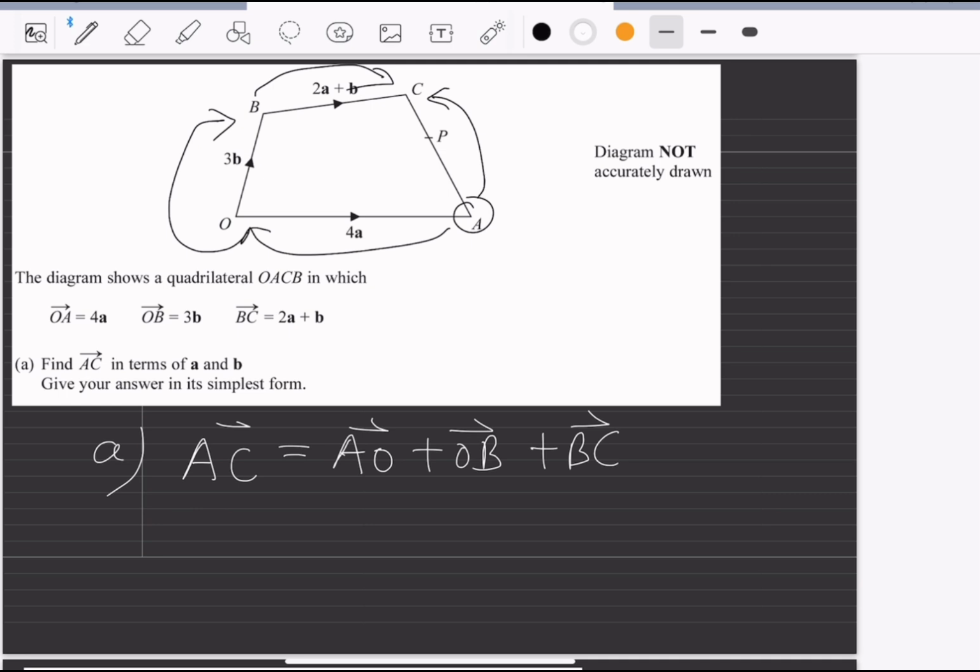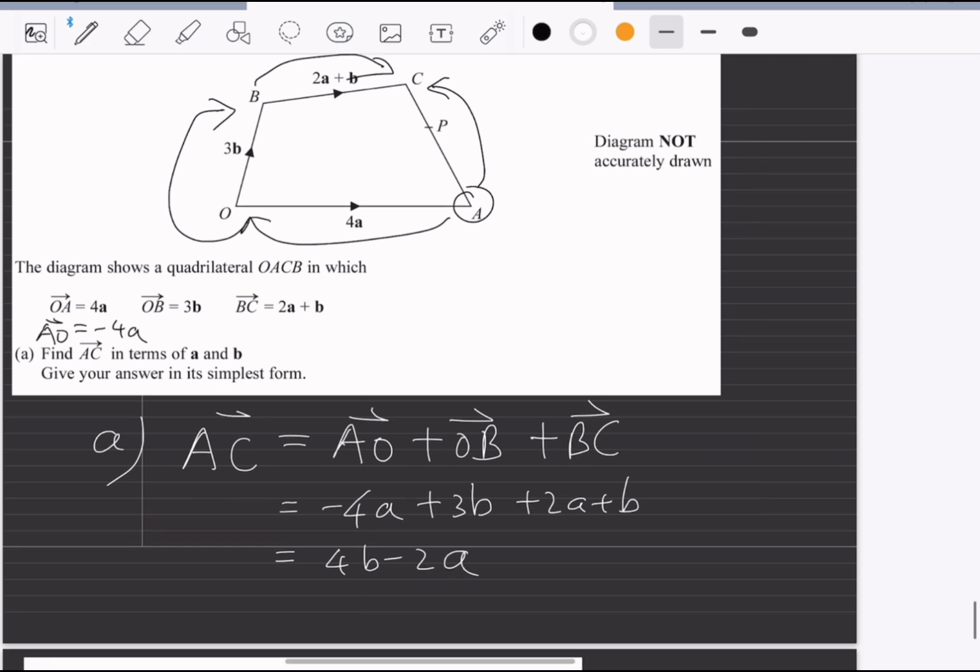Okay, so we know OA is 4a, therefore AO is minus 4a from the basics of vector algebra. So we can just substitute in: minus 4a plus 3b plus 2a plus b. Therefore, if we collect like terms, we will have 4b minus 2a as the answer to the first question.